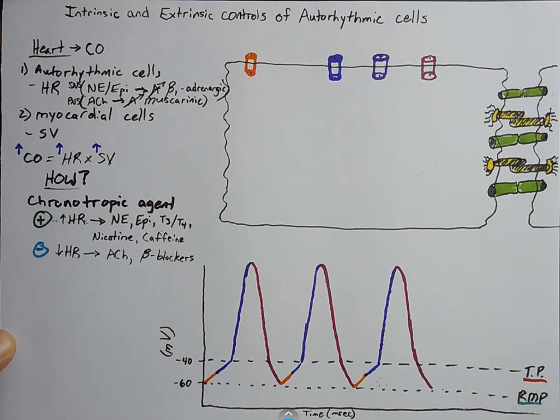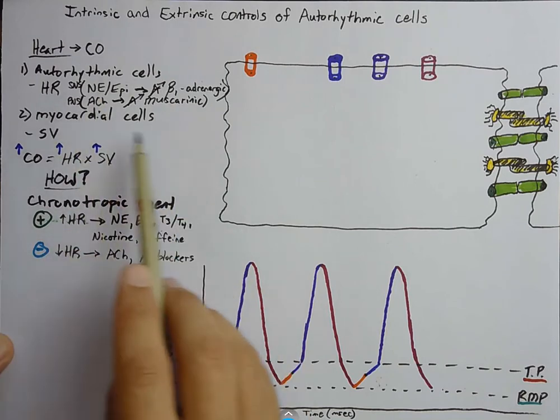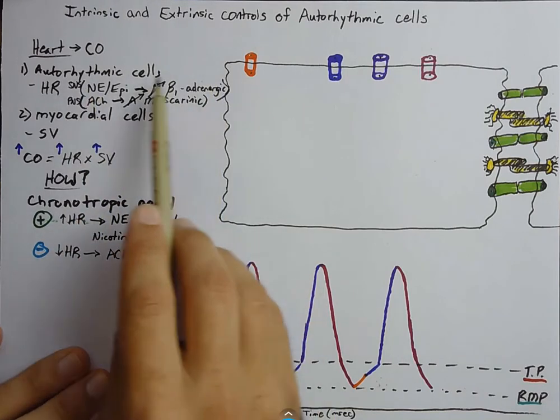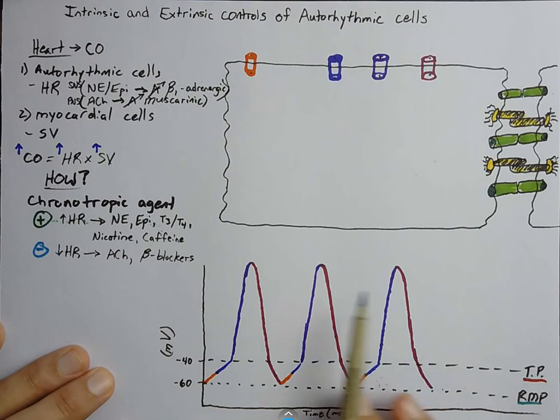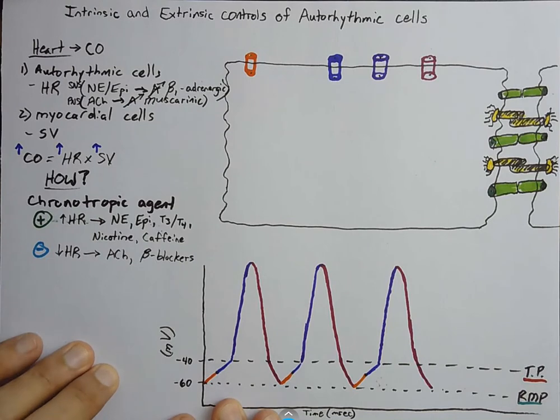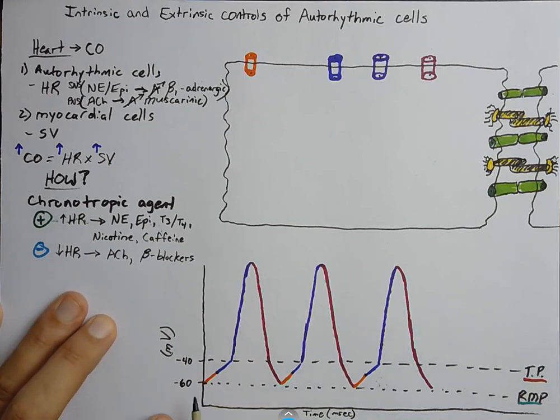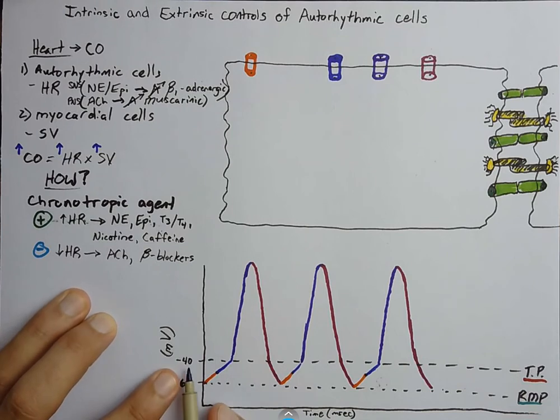How does it do this? Well, in order to understand how the body goes through these extrinsic controls of autorhythmic cells, we just need a brief review on how an autorhythmic action potential is created in the first place. Okay, so when you're looking at an autorhythmic action potential, we've already learned this. Resting membrane potential is negative 60 millivolts. The threshold potential is negative 40 millivolts.